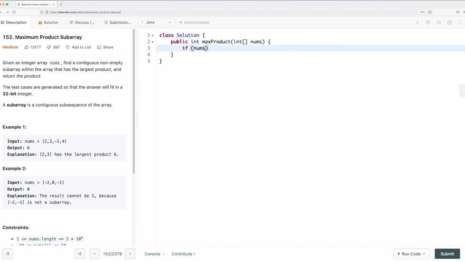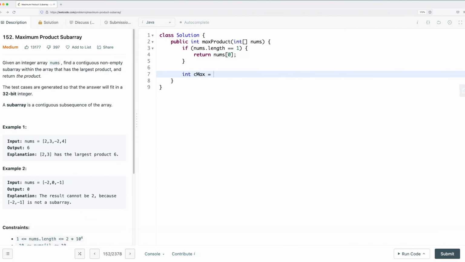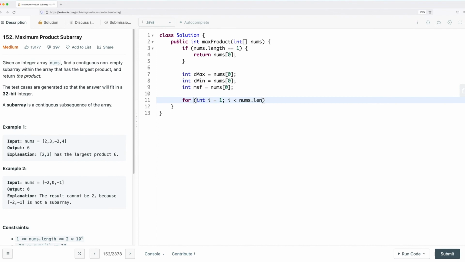Firstly, we'll check if our input array is of size 1, and if it is of size 1, we just need to return that first element. So both the max product subarray and minimum product subarray at index 0 form the base case, and we'll also keep track of the max product so far in a variable. Let's start the loop at index 1.